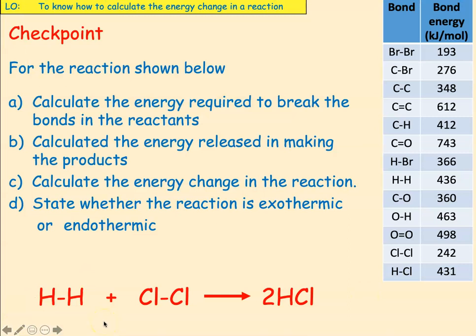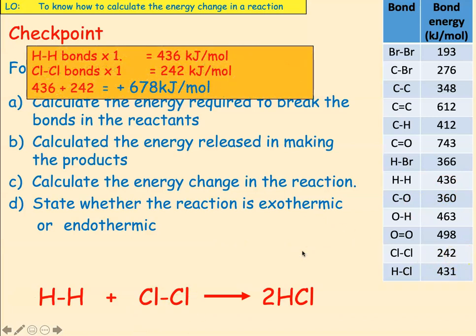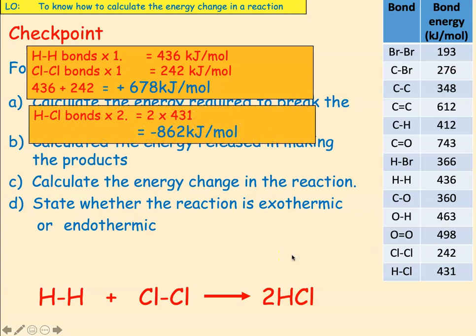Okay, right, calculate the energy required to break the bonds in the reactants. So we have got an H single bond H bond, that's 436, and a Cl single bond Cl, so that is 242. So we're going to add those two together and we get 678 kilojoules per mole. Calculate the energy released in making the products. So we're looking for the H single bond Cl bond, and we're going to multiply it by 2. So 2 times 431 gives us 862 kilojoules per mole.